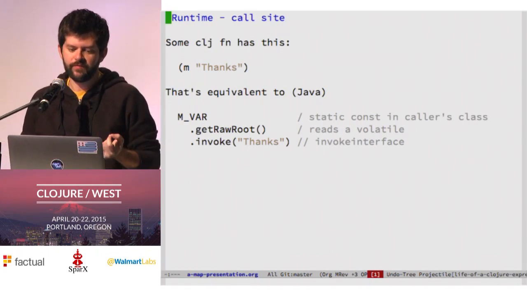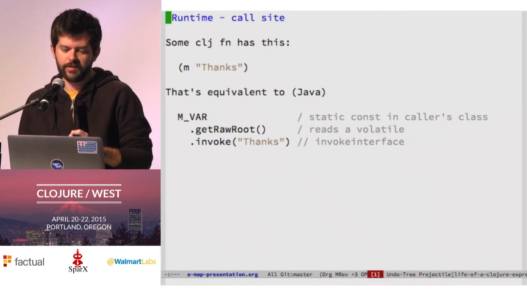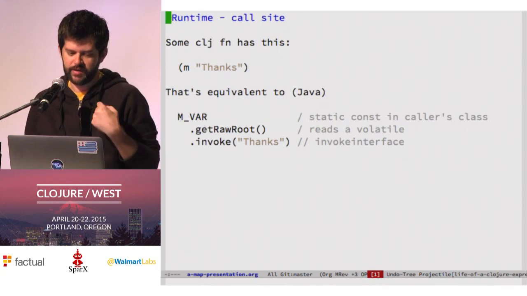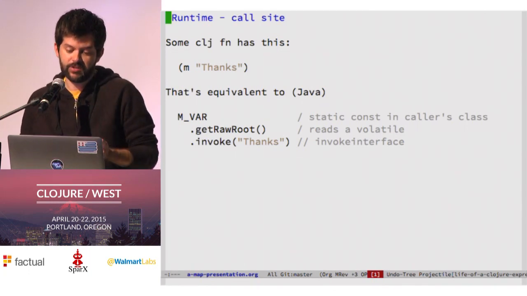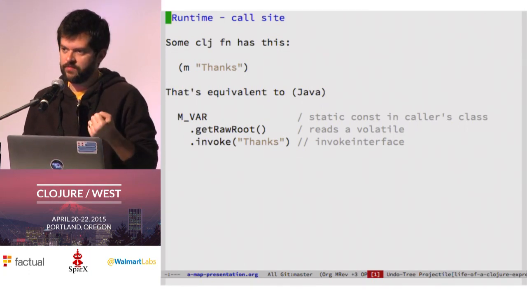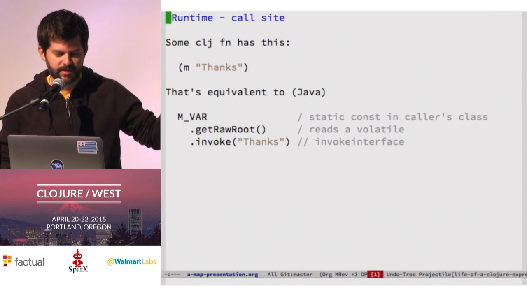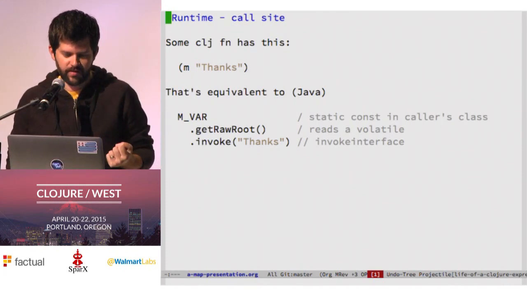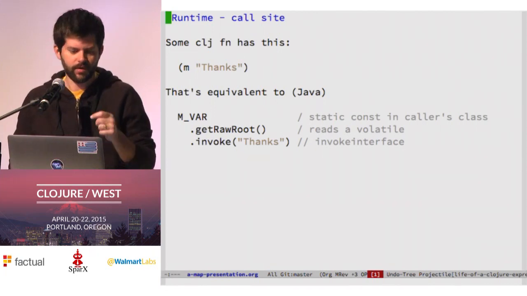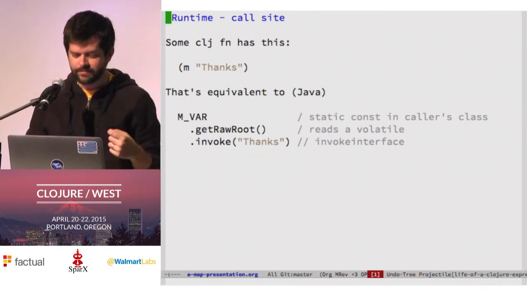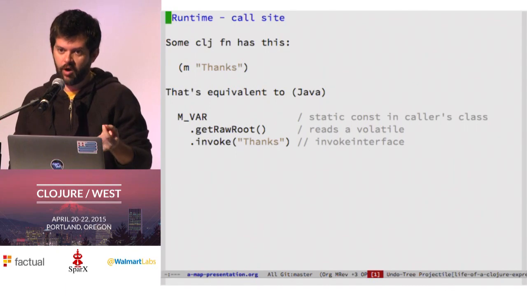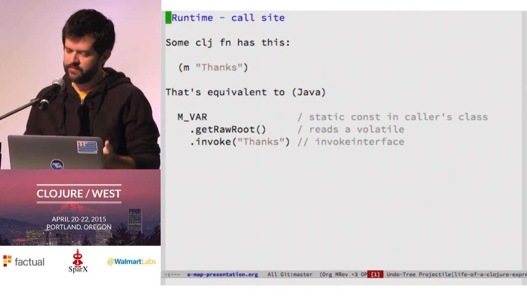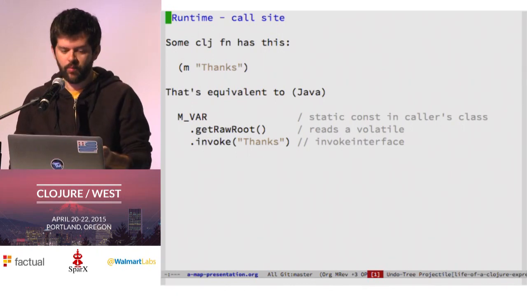So that invoke is going to end up generating bytecode equivalent to this little line of Java code, this Java expression. That function will have a static constant for the global var that m has been assigned to. It's going to call getRawRoot on that var. That's just reading a volatile field out of the var. And then it's going to call that one argument invoke method. The bytecode is the invokeinterface bytecode, passing that one argument.